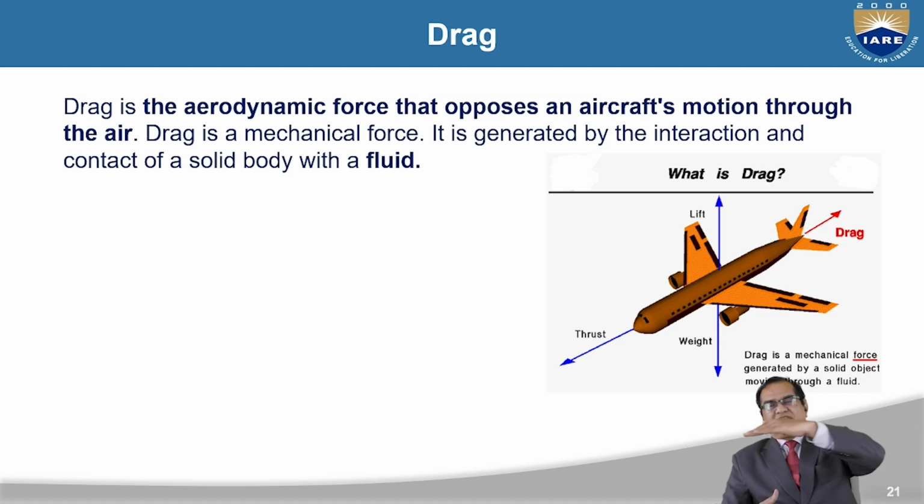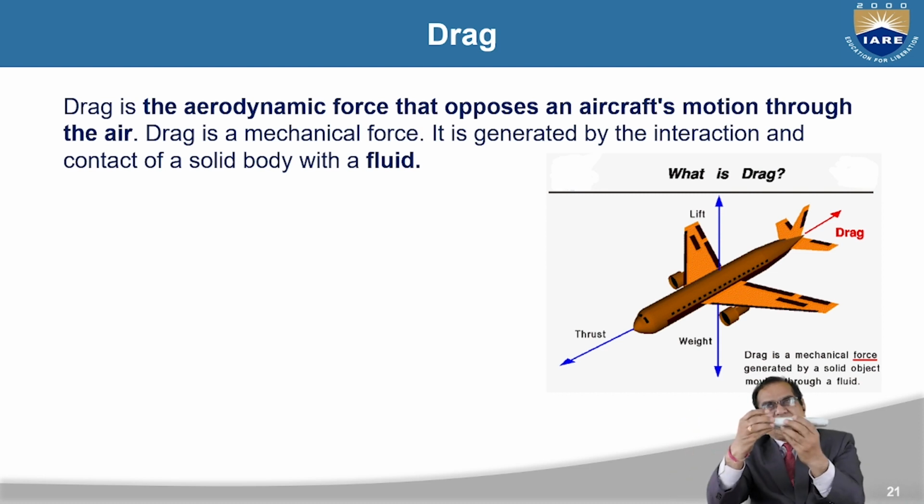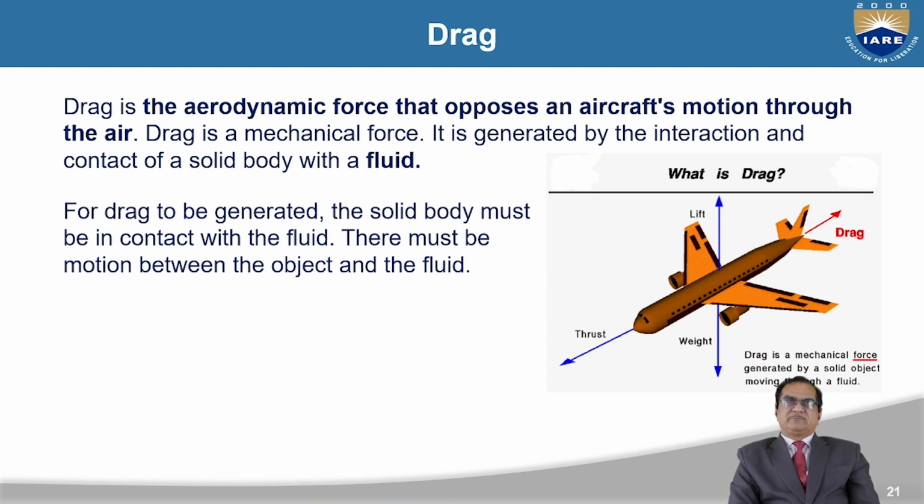So if your aircraft is going like this, a force will try to pull backward, opposite to the motion of the aircraft. That is, it is generated by the interaction and the contact of the solid body with the fluid. With the lift also, the drag is generated. For drag to be generated, the solid body must be in contact with the fluid. There must be motion between the object and the fluid.